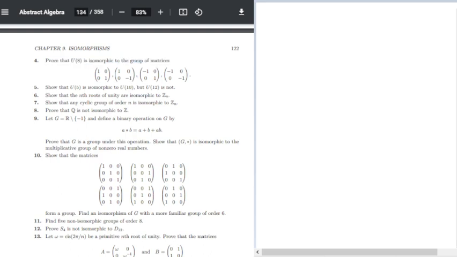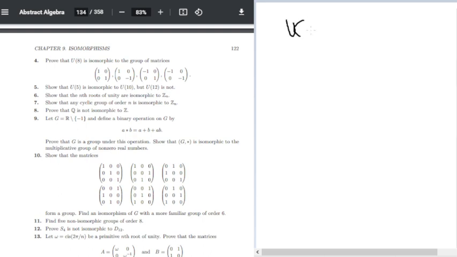It's pure computation. Show that U5 is isomorphic to U10, but U12 is not. Wait, I'm trying to think. What does it mean by that? U12 is not isomorphic to U10? Okay. So let's write this out.